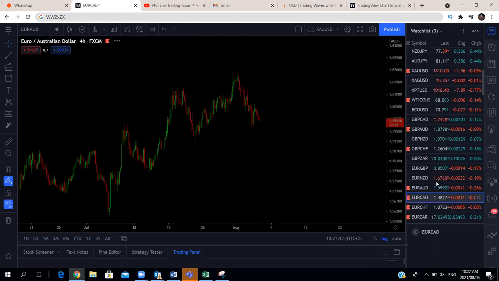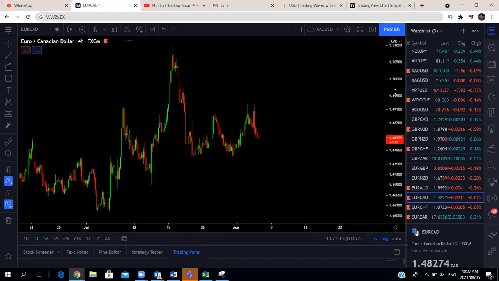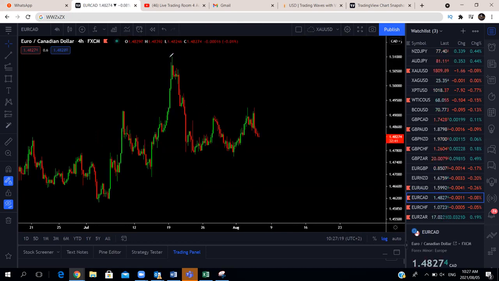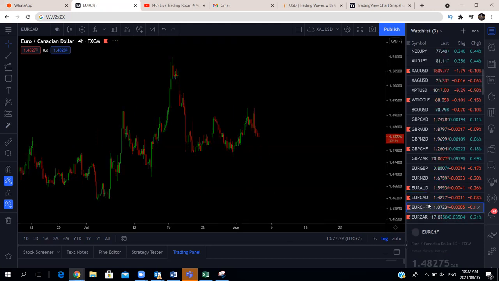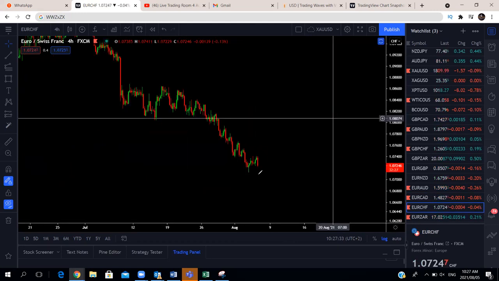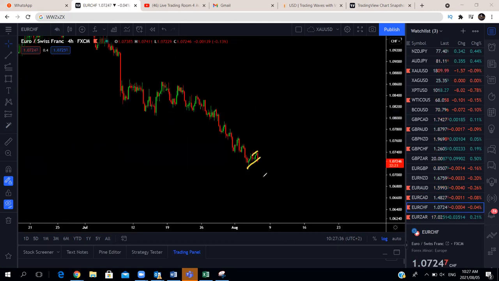EuroCAD, expect more downside. We've made a pulsing move to the downside. This is now a three-wave pullback. Expect EuroCAD to continue lower here. EuroChief, sell again, showing us a sell setup here again. We'll look for more downside here.